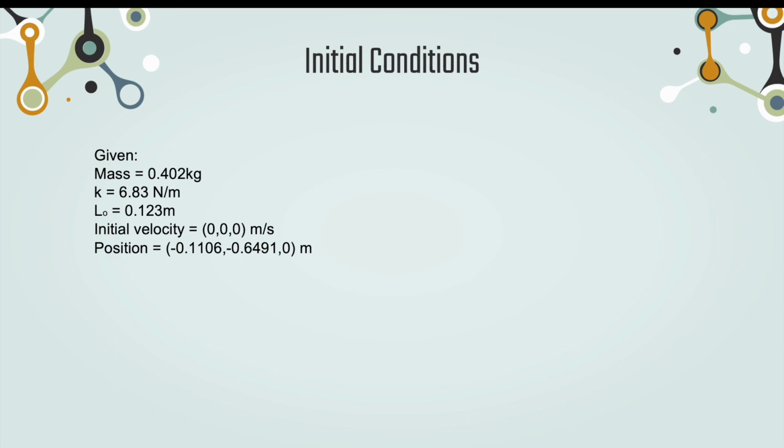I then used Tracker data to determine the starting conditions for my simulation. The mass was 0.402 kilograms, the spring constant was 6.83 newtons per meter, the relaxed length of the spring was 0.123 meters, initial velocity is 0, and initial position is a vector negative 0.1106, negative 0.64910 meters. The initial position came from the first data point, and the initial velocity was close to 0 because the motion started near the turning point. These values were entered into the GlowScript model to match the real setup.